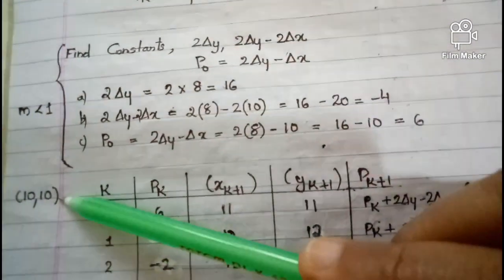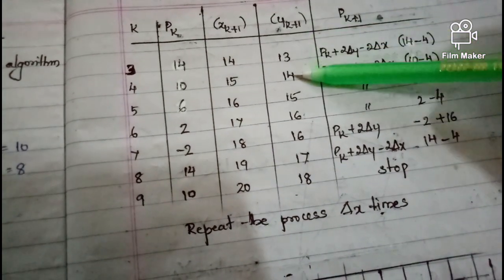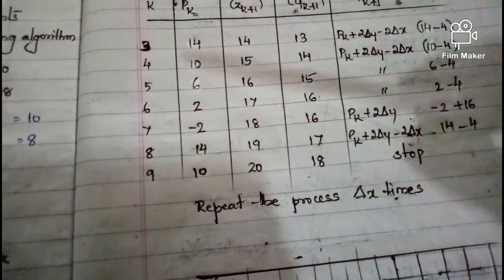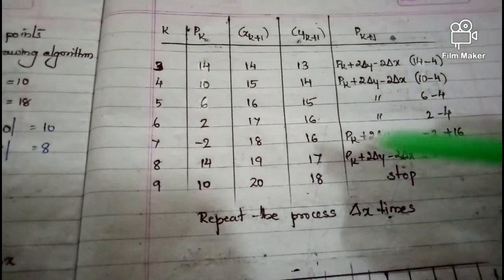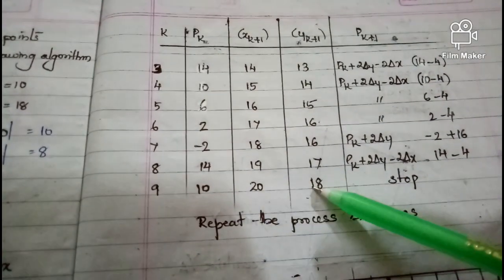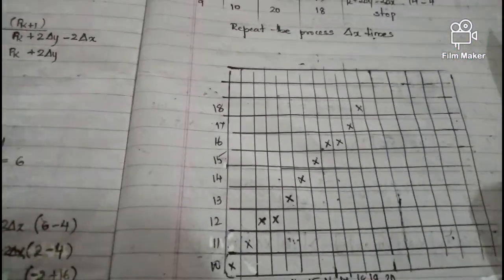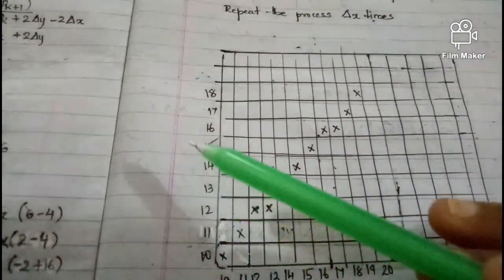So from the starting point 10 10, using the algorithm, we have computed all the pixel positions which lie between 10 10 and 20 18. So if you have correctly applied the algorithm, during the last iteration automatically the value of x2 y2 will be obtained. So once all the points are calculated, you have to plot them on a graph.